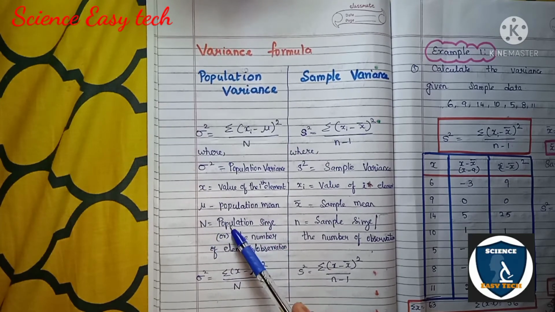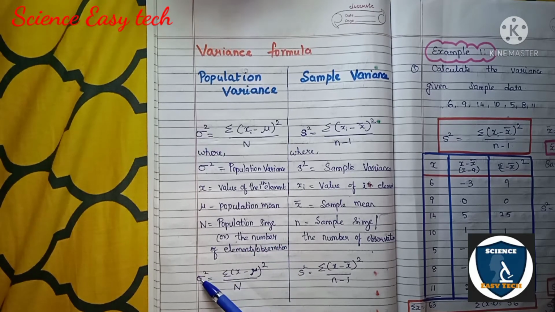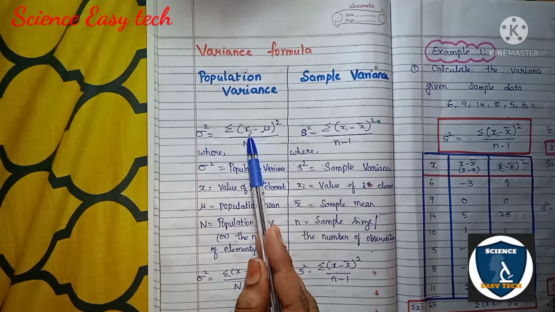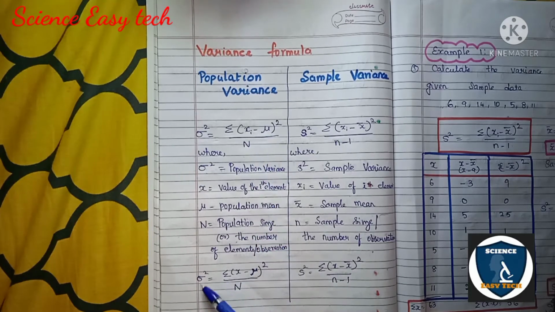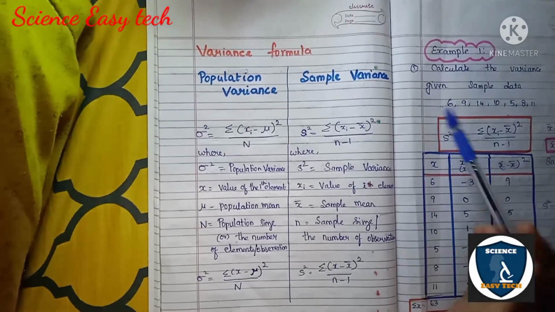N is equal to population size or the number of elements or observations. So sometimes you will not write xi minus mu. Sometimes we write sigma square is equal to summation of x minus mu whole square divided by n. That is also correct.